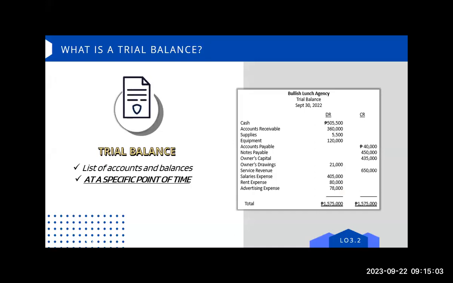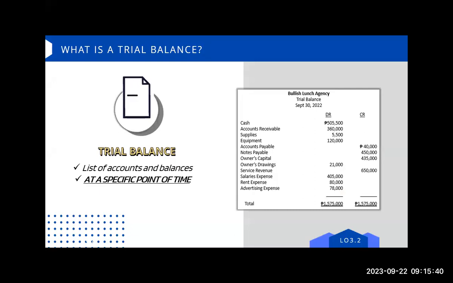So now, for the format. For the format, start first with your assets. So cash, accounts receivable, supplies, equipment. All of those are assets. Next, write down your liabilities. Ano yung liabilities natin? Accounts payable, notes payable, credit sila. Third, write down your equity component starting with your owner's capital, next with your owner's drawings, so 435,000 and 21,000. And then finally, revenues and then your expenses.